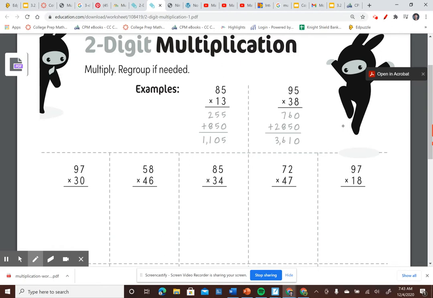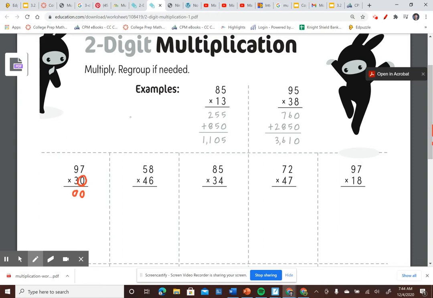So the first thing I'm going to do is start off with my ones place. So here I'm going to look at the bottom number. It's 30, so I'm working with 0. So I'm going to do 0 times 7 to get 0. Now I'm going to do 0 times 9 to get 0 as well. And so that does it for my first row.